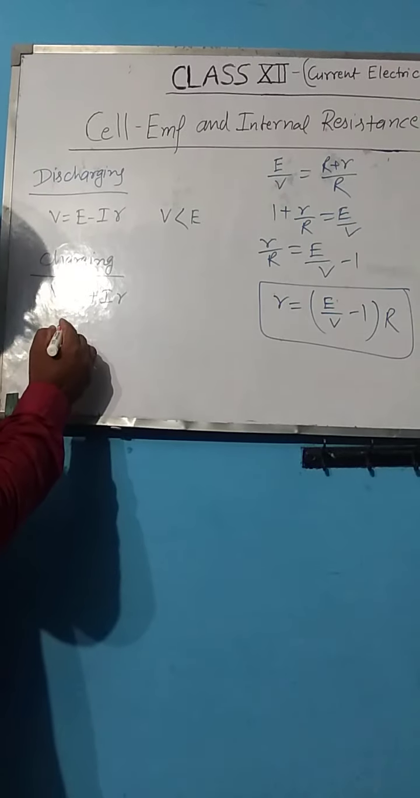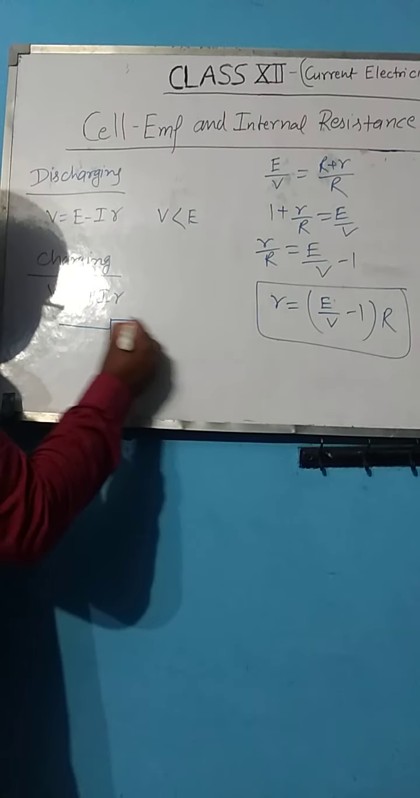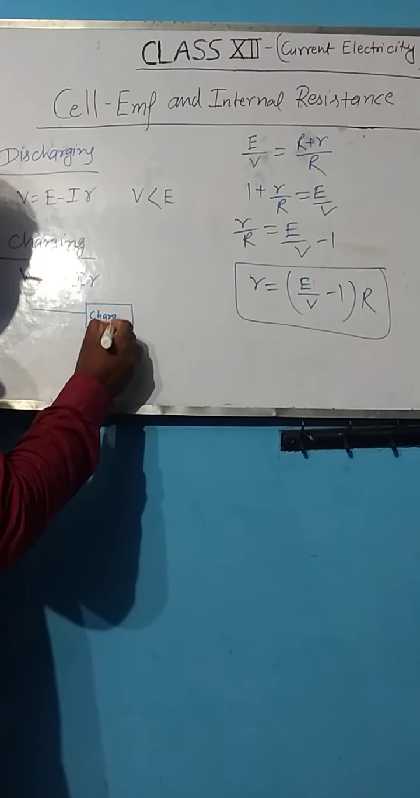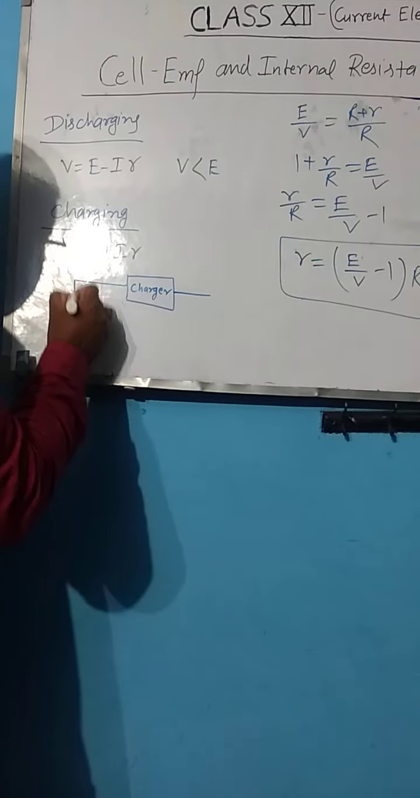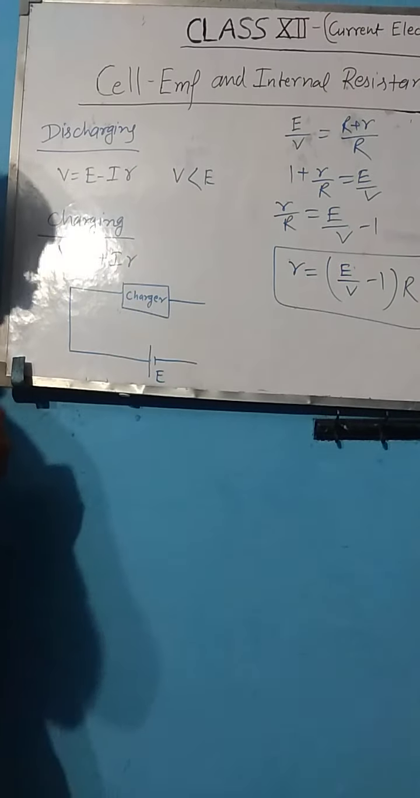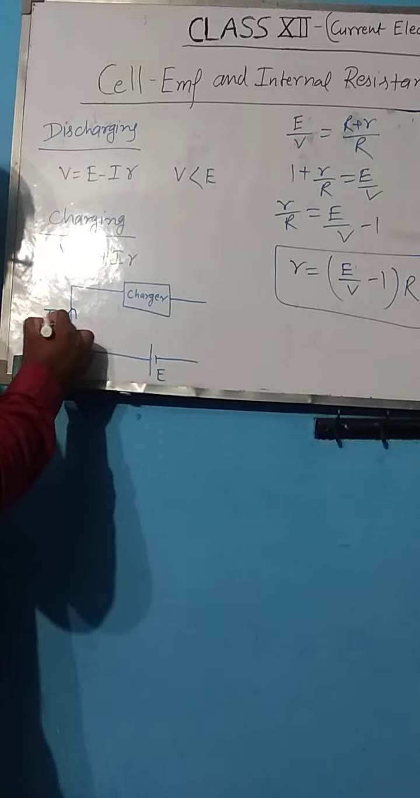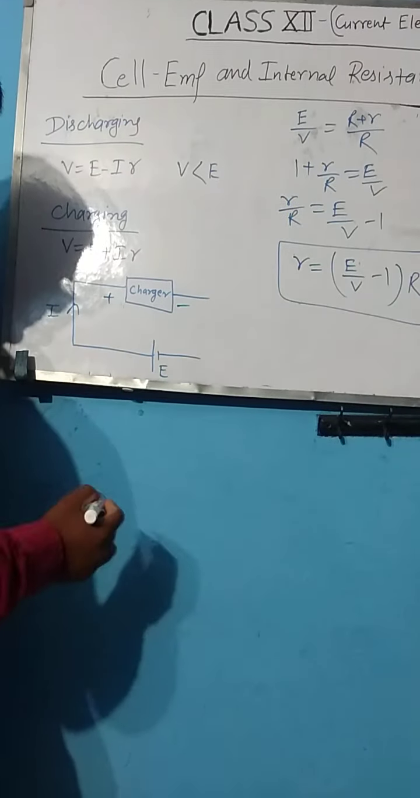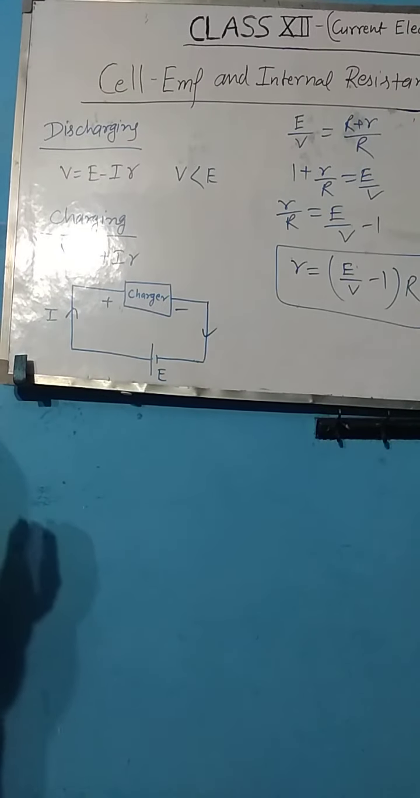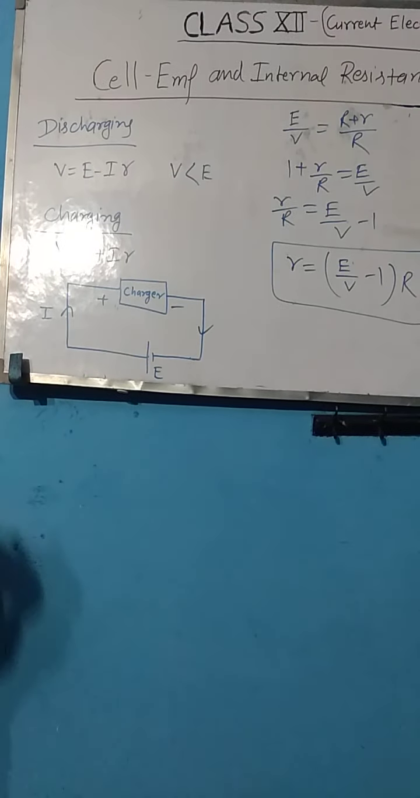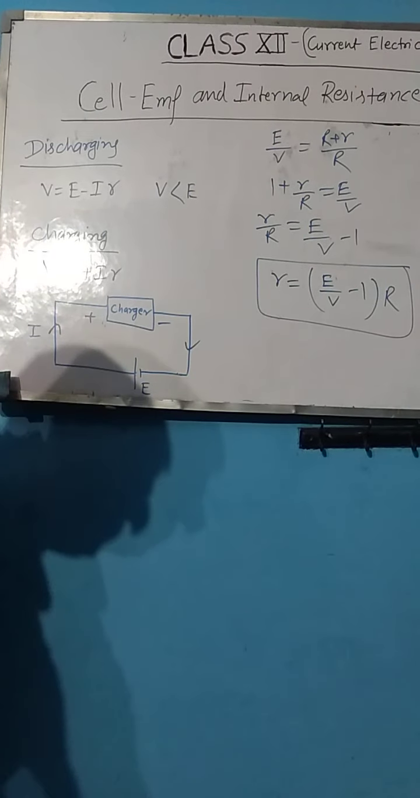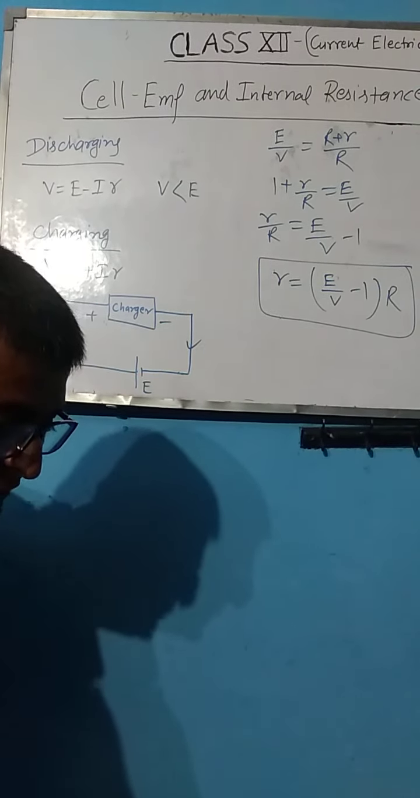The charging diagram will be given like this. Suppose we have to use a charger, so we write the charger here, and by this EMF cell we charge this charger. The current I goes to the charger, and inside this is the charging of the charger. So this is the diagram of the charger.